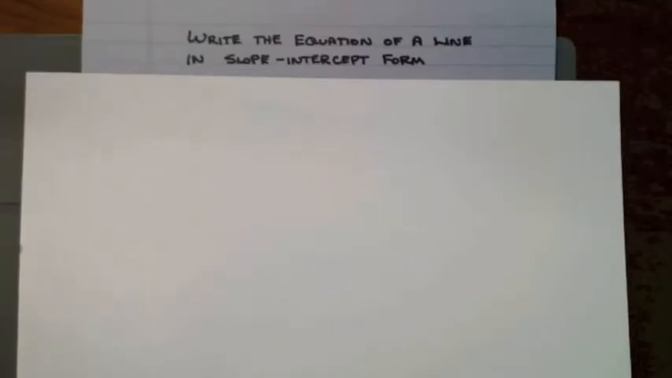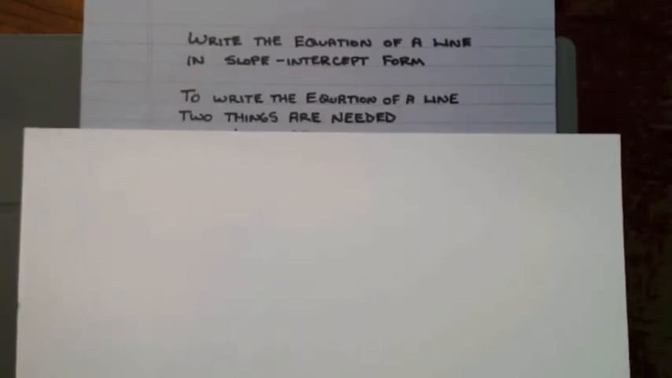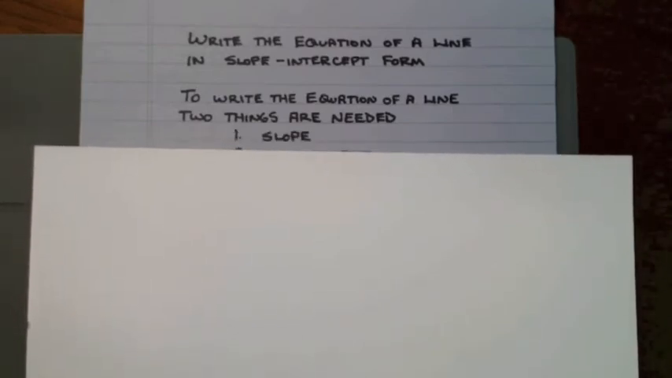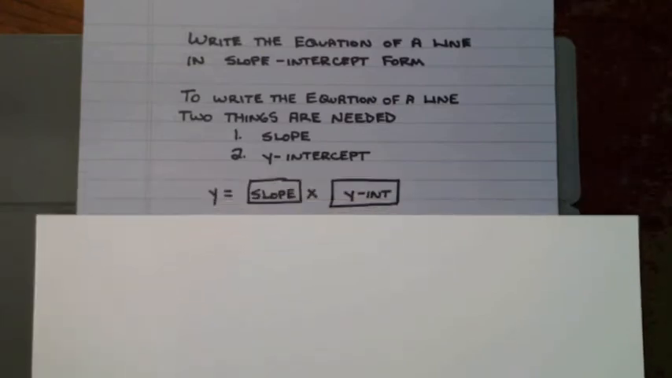What we're going to go over in this video is how to write the equation of a line in slope-intercept form. To write the equation of a line, you have to have two things. You need the slope and you need a y-intercept. Once you know the slope and the y-intercept, you simply plug them into the formula.